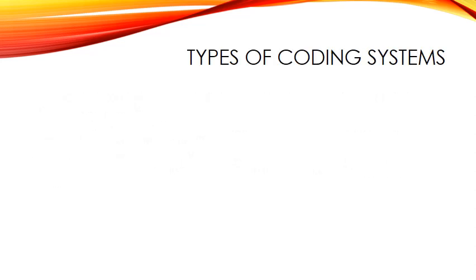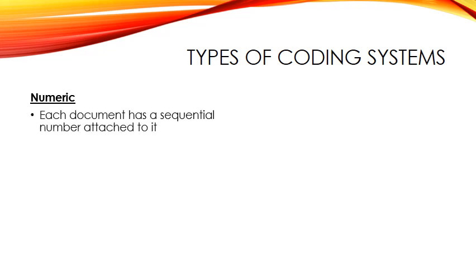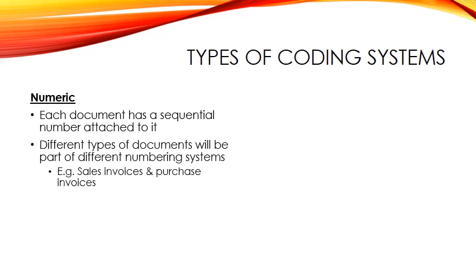There are a number of different types of coding systems that are out there. The most common being the numeric system, where every document has a sequential number attached to it. Now, different types of documents will actually have different numbering systems. So, for instance, we'll have sales invoices numbered 1, 2, 3, 4, 5, 6, and so on, or they might start at a particular number and build up from there. But the purchase invoices would also have a numeric system, but this would be independent of the numeric system used on those sales invoices.